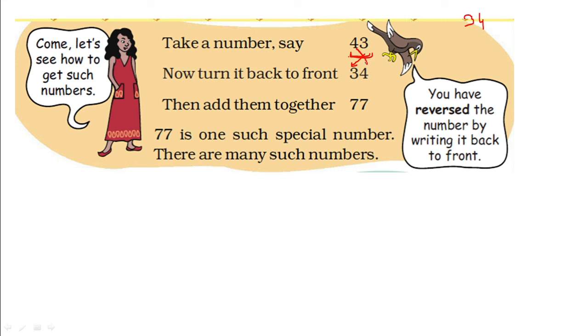And 4 comes on ones place. Okay. Now 43 and 37. Let us add this. 3 plus 4, 7. 4 plus 3, 7. Now it is a special number. If we read from backside 7, 7. From forward 7, 7. So 77 is a special number.